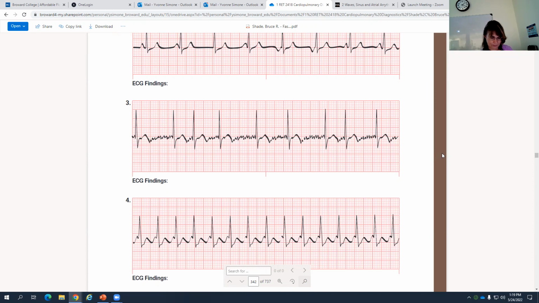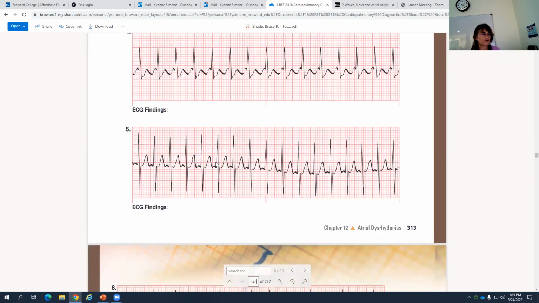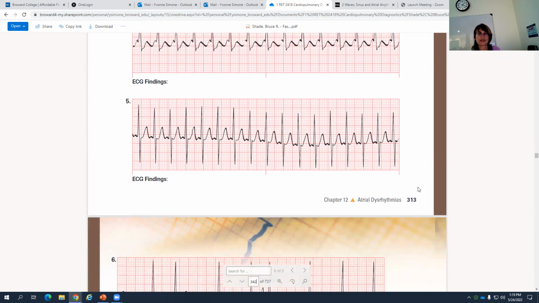So do 313, or 342 number. It's the textbook page that I'm telling you. Let me show you. Right here, it says 313. So I'm telling you the textbook page. Okay, 313 and 3. Mhm. And then 314, number 8.